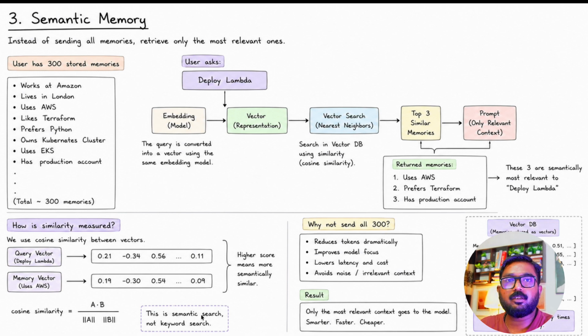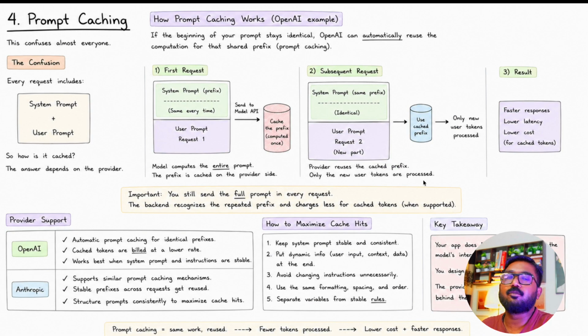Right? And then your token usage will drastically go down. Rather than using all the 300, you have to use a lesser number. Then comes the prompt caching one. This is the most important.